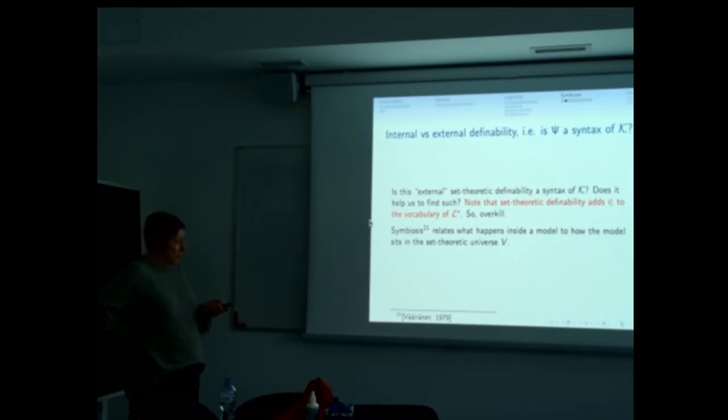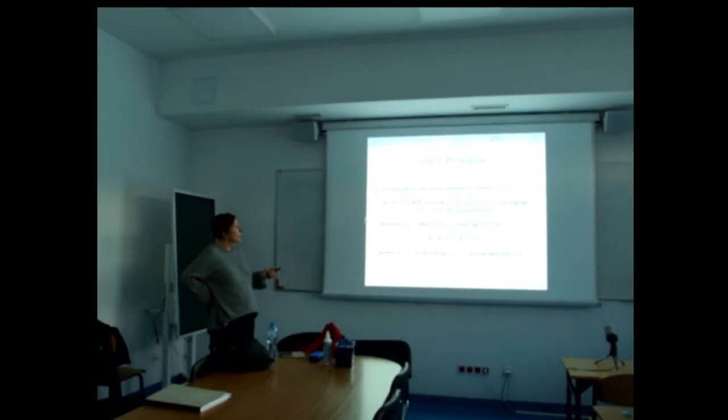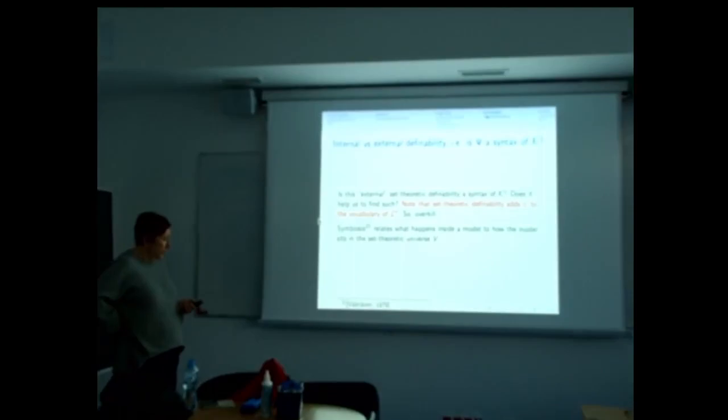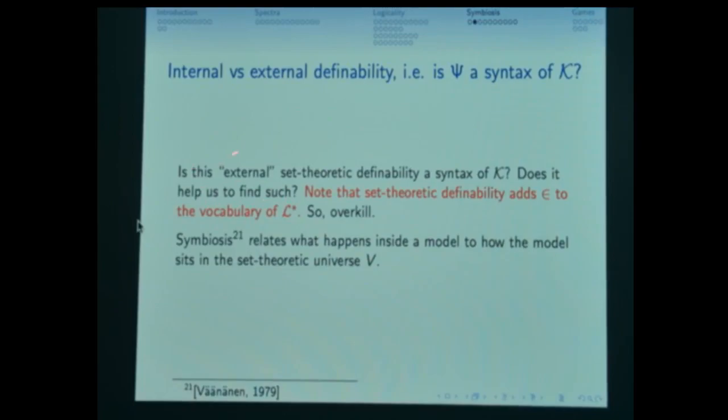Okay, and the idea is we view this as a kind of external definability. Here we view this as a kind of internal. So this formula looks at the class from the inside. Okay. So what is the relation between this external set theoretic definability and this internal definability? That is to say, we have a formula looking at the class from the inside, a formula of some logic. And this is symbiosis. So this is from your thesis, 1979. This exactly relates this internal definability to external definability, that is to say, how the model sits in the surrounding universe, V.